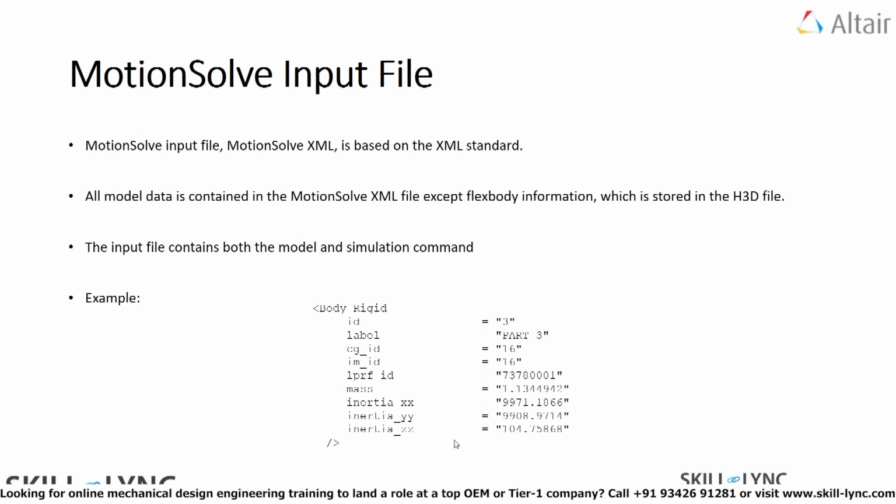Here is an example of how the data is stored in the .xml file. If we consider, for example, the rigid body that we created, it has the information on the ID, label, center of mass, inertia marker, the local part reference frame ID and its mass, and the inertia about the x-axis, y-axis and the z-axis. So this is basically the inertia as a diagonal matrix. So we have the values here. This information gets saved in the .xml file.